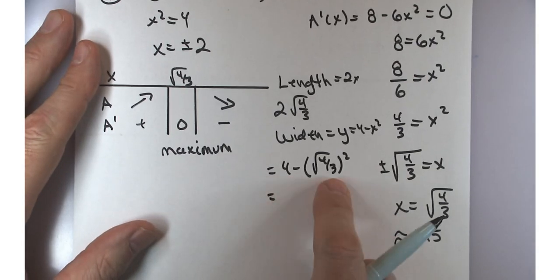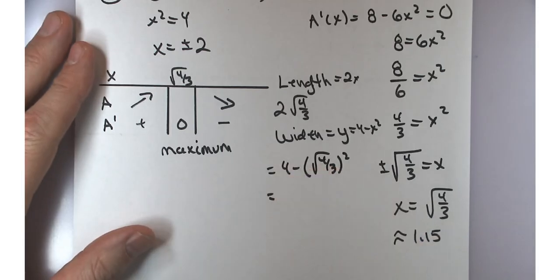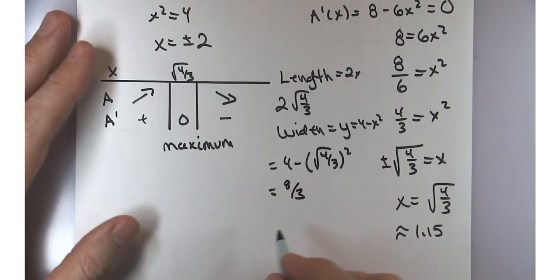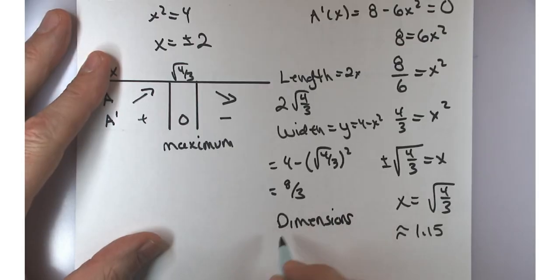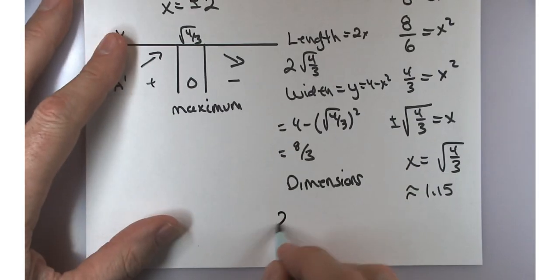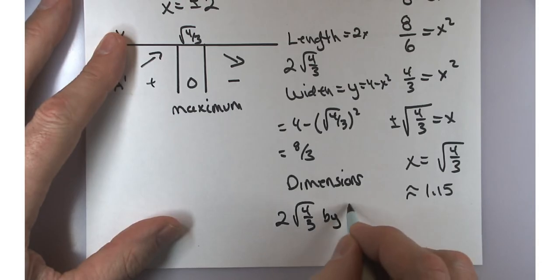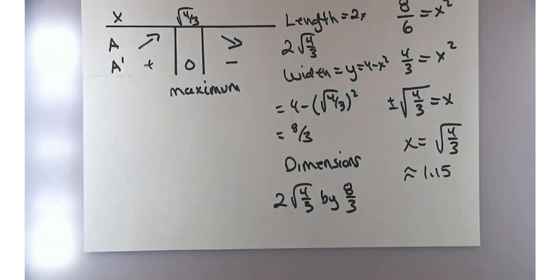4 minus 4/3, let's see, that's going to be, or how about 12/3 minus 4/3 is going to be 8/3. So the dimensions would be overall 2 times the square root of 4/3 by 8/3. That would be your overall dimensions.